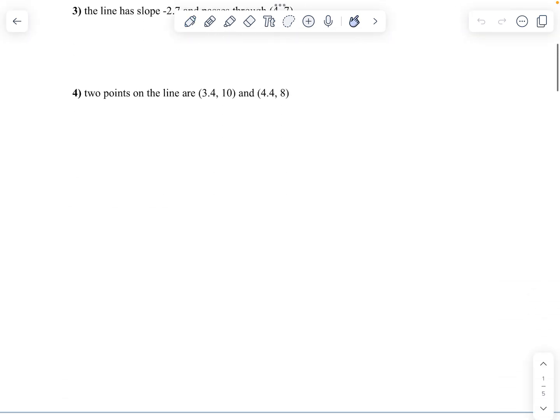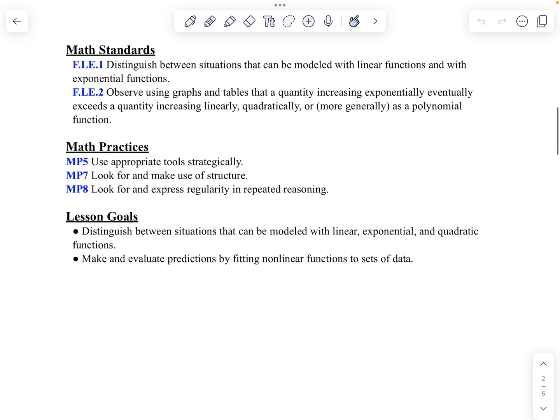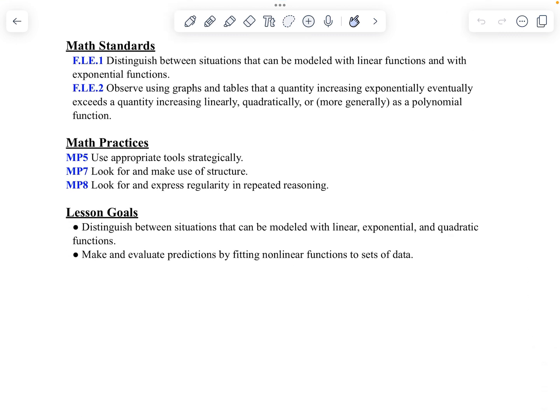What we're going to be doing today is looking at the difference between linear, exponential, and quadratic. We're going to kind of put the whole year together. Remember, linear is a line, exponential is a curve with x as the exponent, and quadratic is what we've been studying. And then we're going to make and evaluate predictions by fitting nonlinear functions to real-life data.